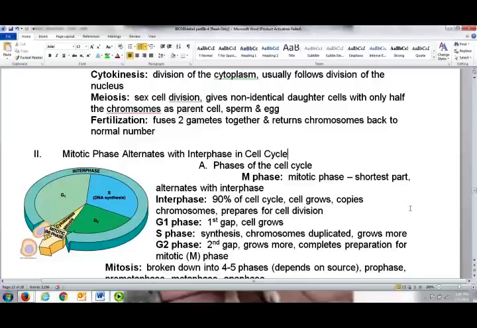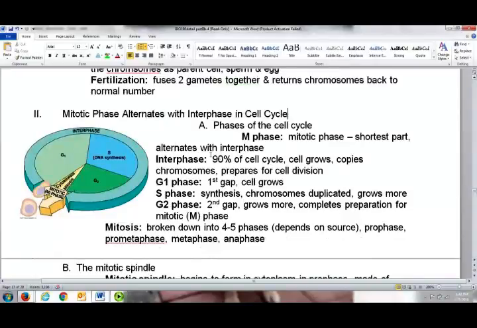During interphase, the cell is going to grow. It's going to copy its chromosomes. It's going to prepare for cell division. It's doing its normal job as the cell. We can divide interphase up into three phases. You have G1, S, and G2.